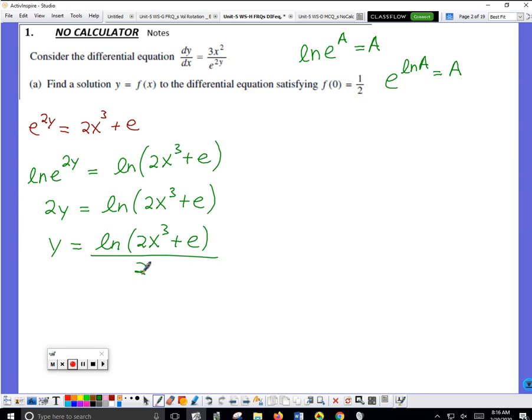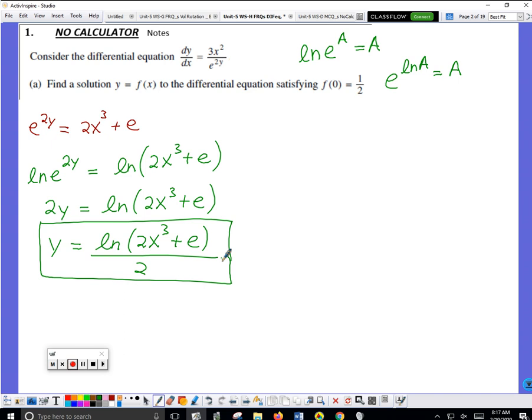I have found an equation that, if I take the derivative of this equation, I will get what I started with. Question? Good point.